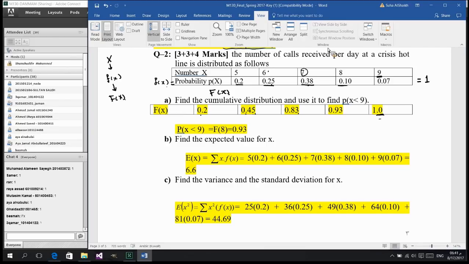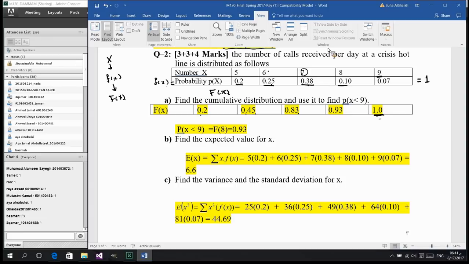The last one should be 1 because I'm adding all. Again, less than 5 it is 0.2. Less than 6 it is the sum of the 2 here. Less than 7 the sum of the 3. Less than 8 a sum of 4. Less than 9 the sum of all of them. This will give you the cumulative distribution.